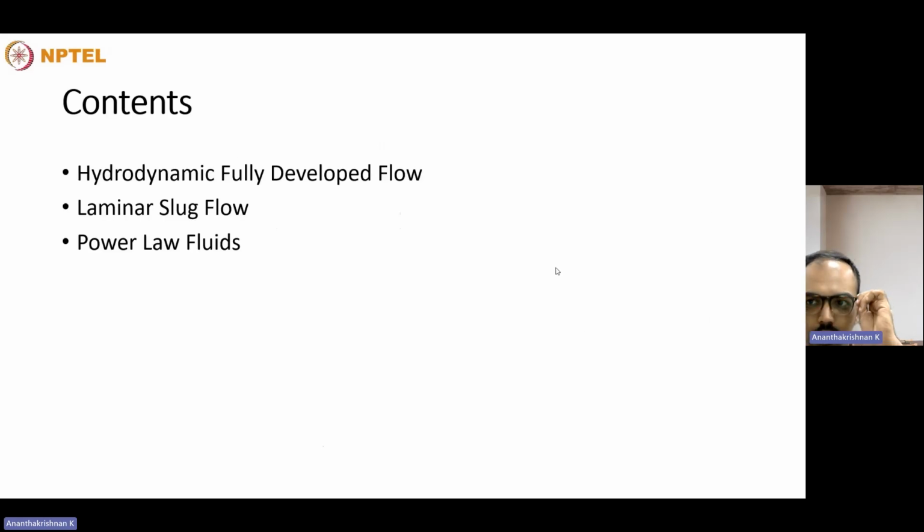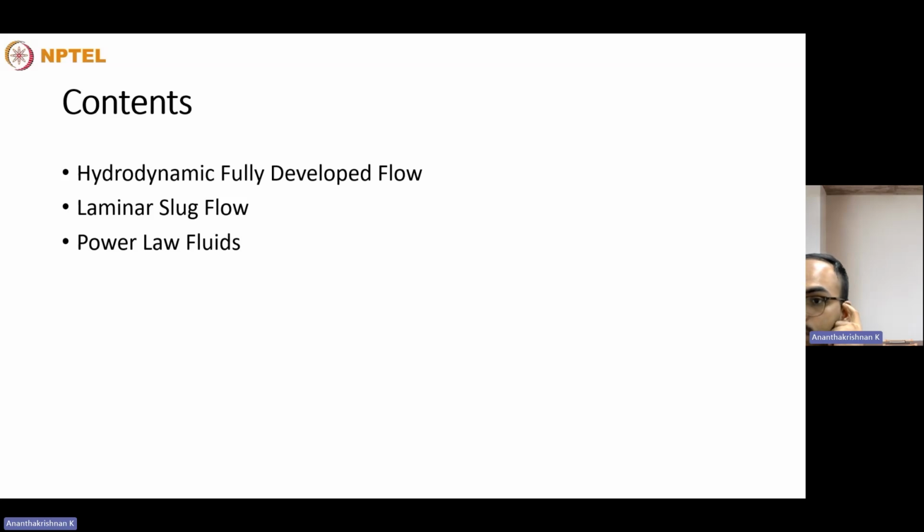So the main lectures that the professor has taken in this week should be based on hydrodynamic fully developed flow, laminar slug flow, and power law fluids. So we'll see a few numerical questions and derivations based on these topics. Basically, the hydrodynamic fully developed and the laminar slug flow.